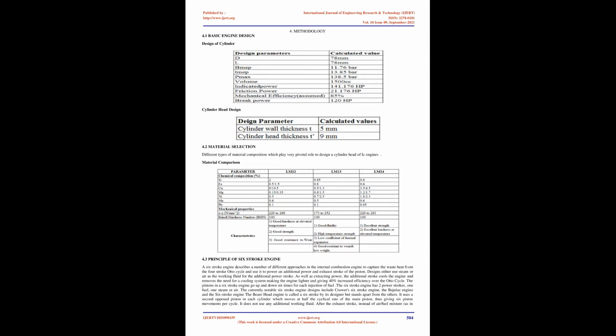Shivam Agarwal: A 6-stroke engine portrays various extraordinary approaches in the internal combustion engine to capture the waste heat from the 4-stroke Otto cycle and use it to power an extra power and exhaust stroke of the cylinder. Just as removing heat, the extra stroke cools the engine and removes the requirement for a cooling system, making the engine lighter and giving 40% increased efficiency over the Otto cycle. The cylinders in a 6-stroke engine go up and down multiple times for each injection of fuel.